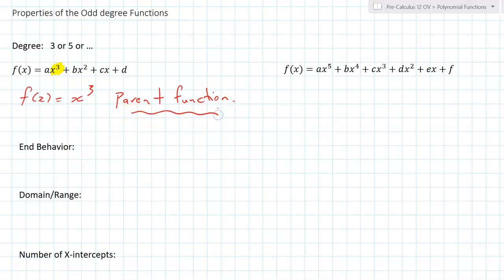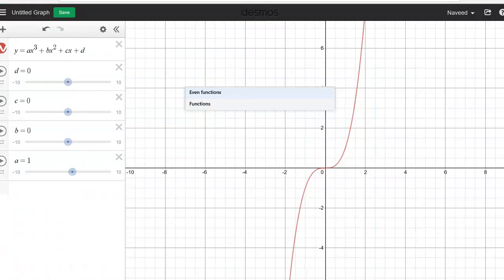Okay? For a cubic, that's the parent function. And for the parent function of the quintic, it's x to the 5th. So that's the parent function for the power of 5. But let's go back and continue with the cubic.